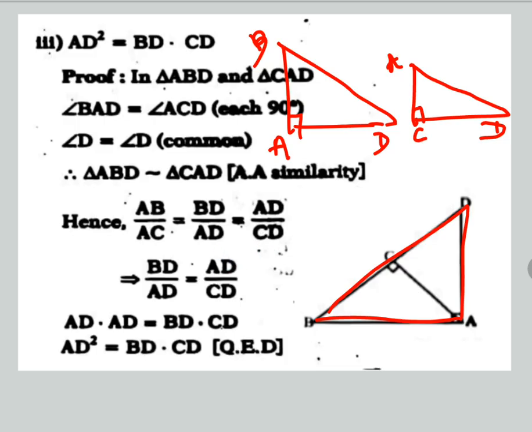From these two, BD by AD is equal to AD by CD. You can write AD into AD is equal to CD into BD. So AD square is equal to BD into CD.